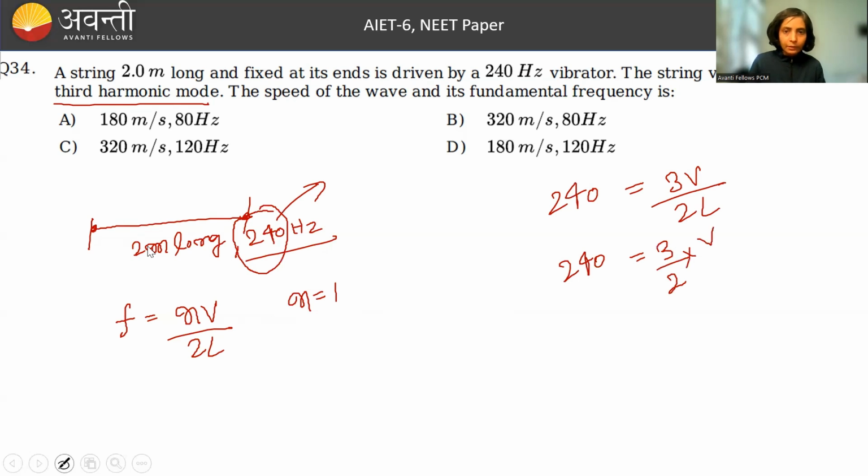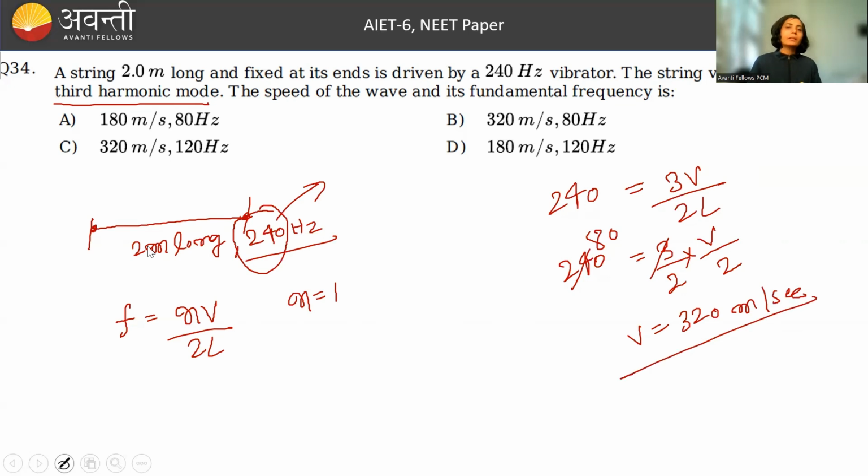The velocity is what we need to calculate. Length is given as 2. Using nv by 2L with length 2 meter, this will become 80, and the velocity will become 80 into 4, which is 320 meter per second. Okay, so the velocity is 320 meter per second. Now we have to calculate the fundamental frequency.